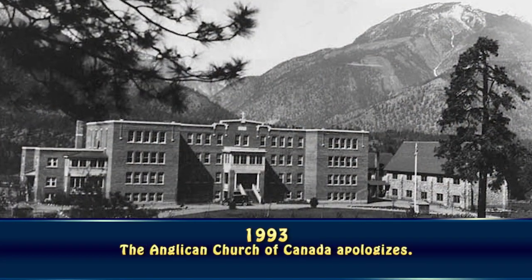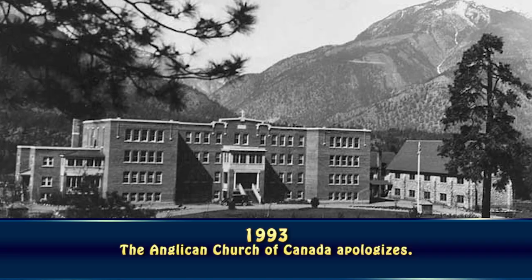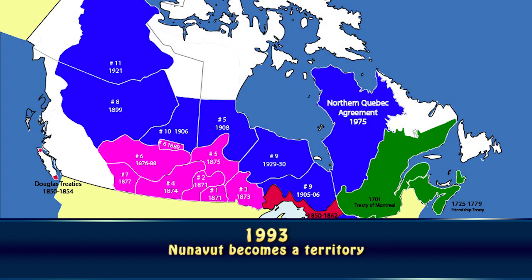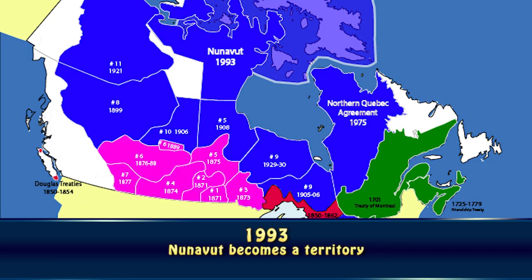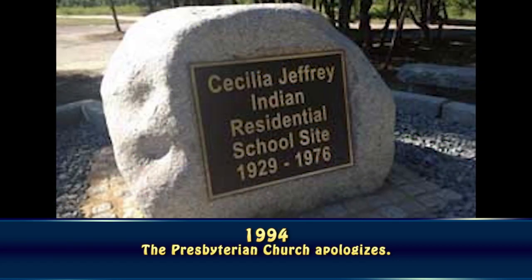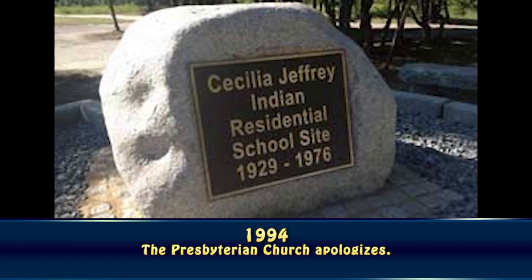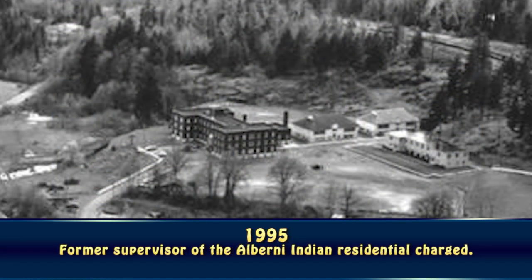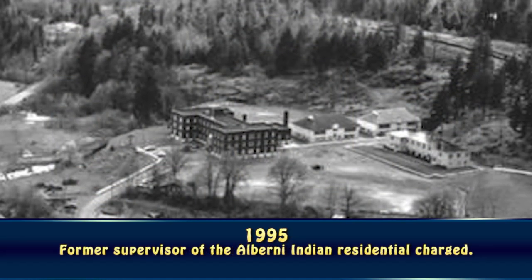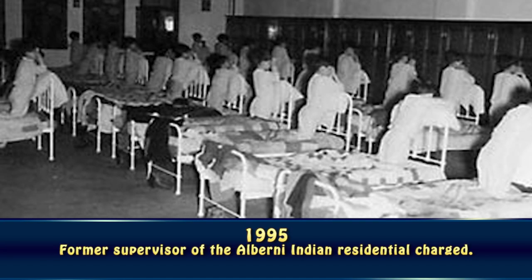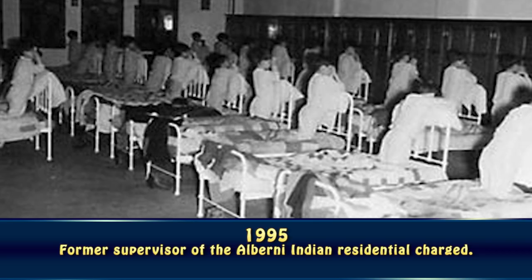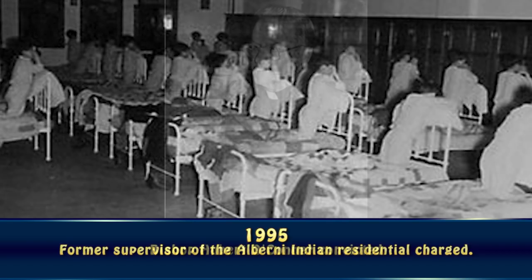The Anglican Church of Canada apologizes for their part in residential schools. In 1993, the territory of Nunavut was formed through treaty negotiations with the Inuit people. The Presbyterian Church apology to residential school survivors is adopted by their General Assembly. A former supervisor of the Alberni Indian Residential School pleads guilty to 16 counts of indecent assault against students and is sentenced to 11 years in prison.